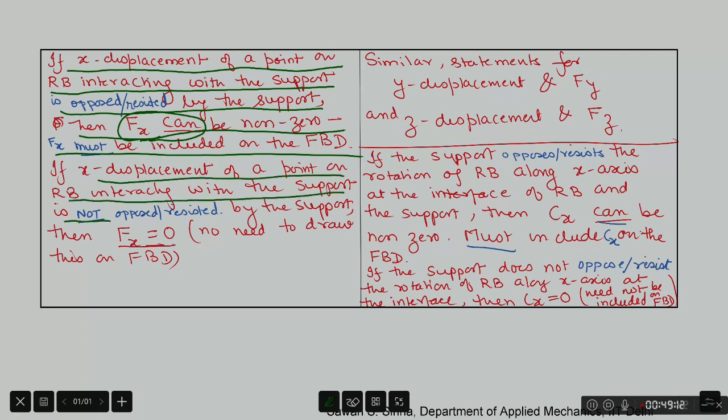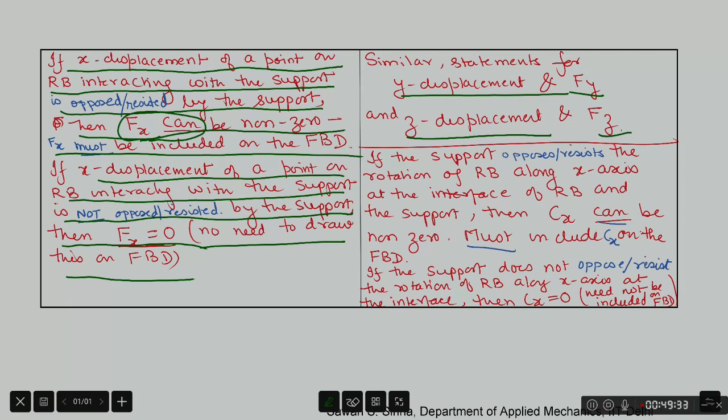Similar statements about y displacement and Fy, and similar statement about z displacement and Fz. So capability to resist motion in x direction, if the capability is there, Fx should be there, the support is capable of generating Fx. If the support resists motion in y displacement, then the support is capable of generating Fy. If the support resists displacement in z direction, then the support can generate Fz. This is the way we decide.